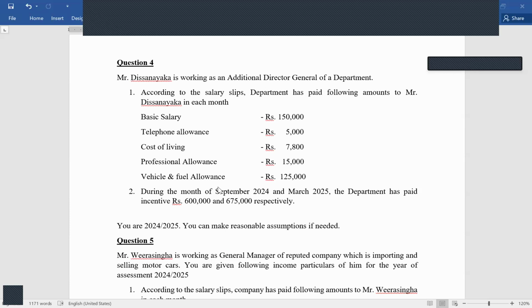Then vehicle and fuel allowance, only 25% of this 125,000 is liable. The 75% is excluded. So we can remove that part and exclude. That means in the third column you can mention it.